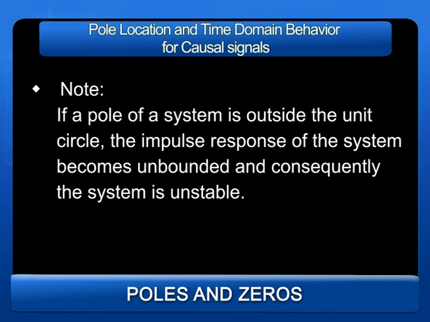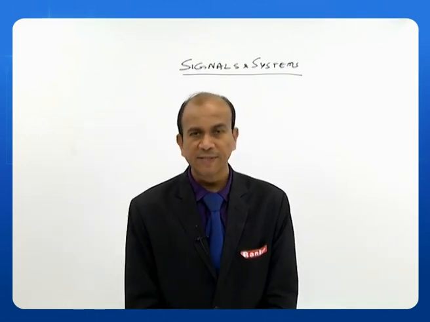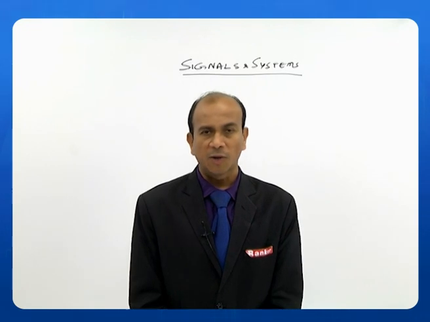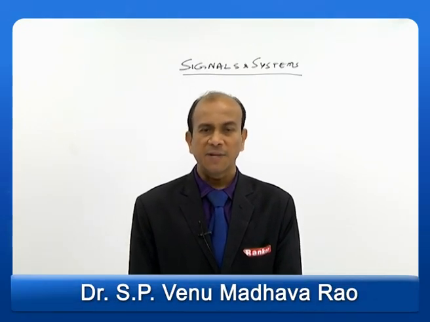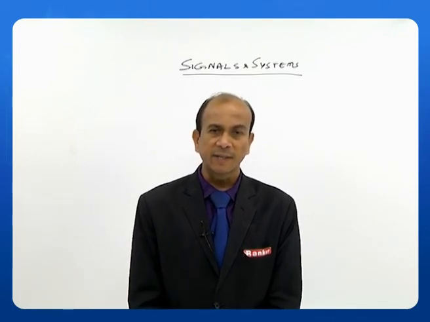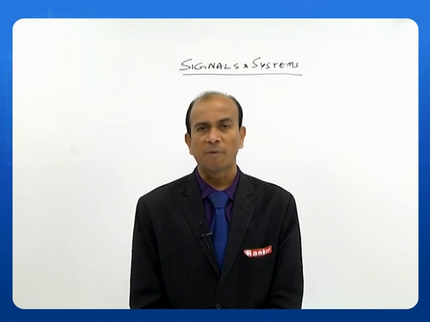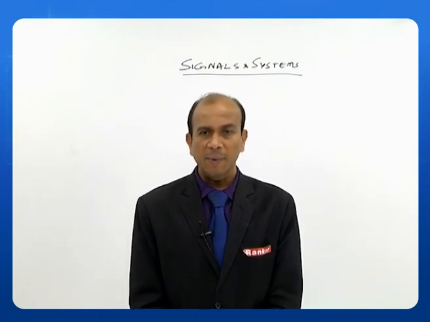An important note here: if a pole of a system is outside the unit circle, the impulse response of the system becomes unbounded and consequently the system is unstable. So again, the impulse response is becoming unbounded and consequently the system is becoming unstable. So any pole which is present outside the unit circle means the system is not bounded. That is, it results in an unstable system.